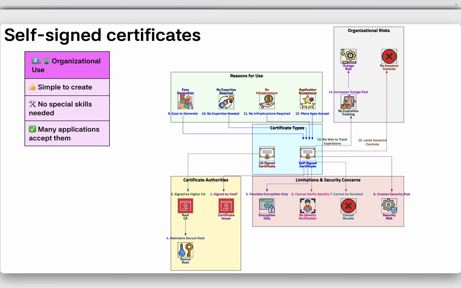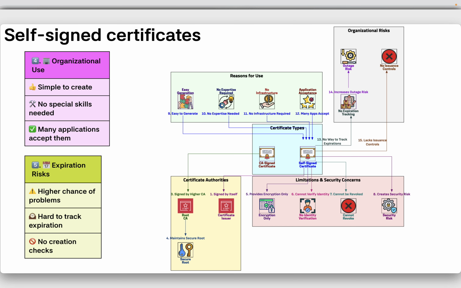Despite the risks, many organizations use them because they are simple to create. You don't need special skills, and many applications will work with them. So if you have a private setup, you can still use them, but they are not fully secure, because even within the organization, somebody can try to hack, or there can be some insider who may leak the data. So that's why it's not 100% secure. Organizations using these certificates face a higher chance of problems caused by expired certificates, because it is hard to keep track of when they expire, and there are no checks for creation.